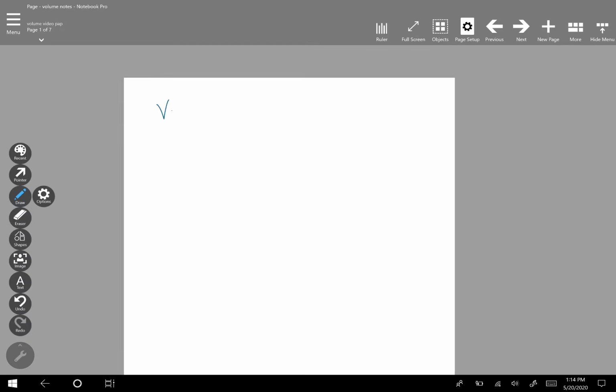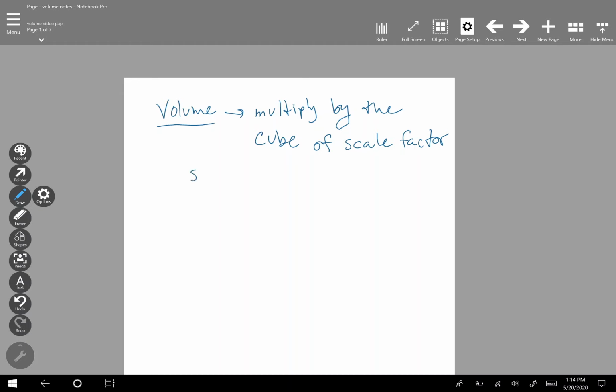Okay. Volume, you multiply by the cube of the scale factor. So what that means is you take your scale factor and you raise it to the power of 3. Okay? That's what that means. Raise it to the power of 3.